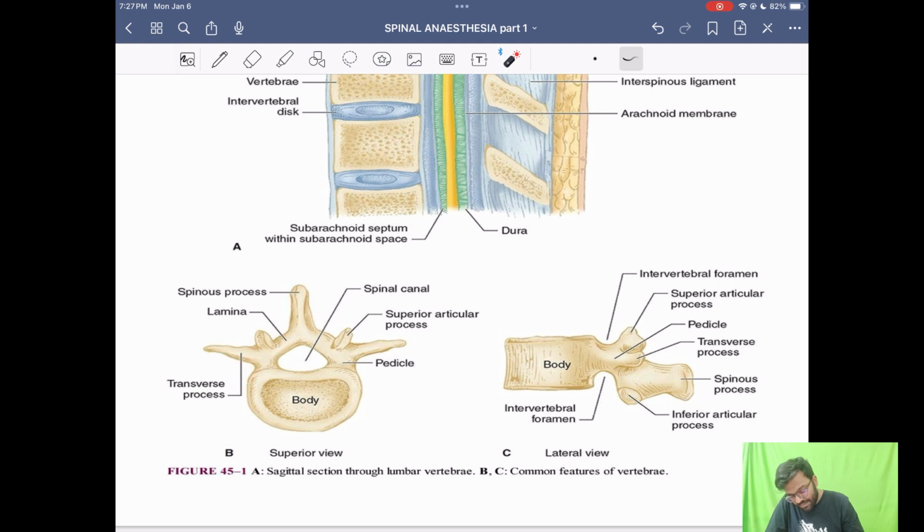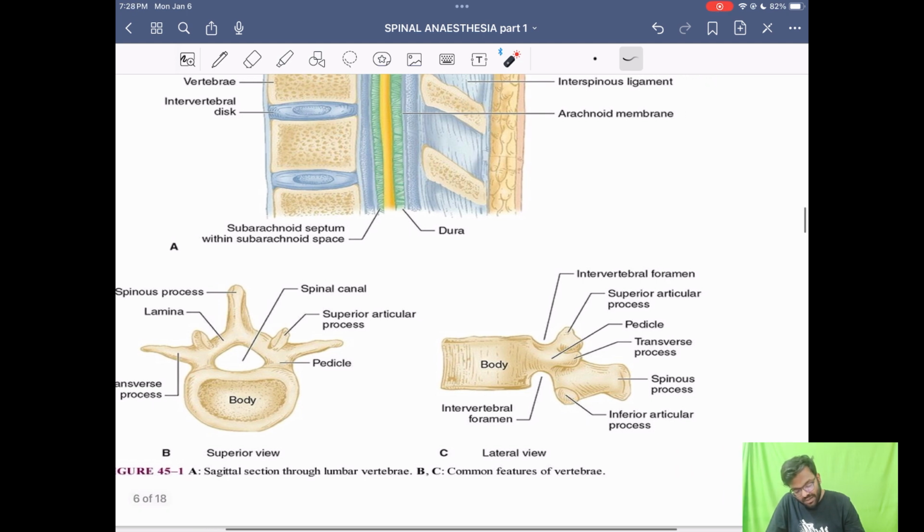Then there is the lamina. It connects the spinous and transverse process on each side. This is the pedicle. The pedicle attaches the transverse process to the body of the vertebra. In the lateral view, this is the body of the vertebra, and this is the pedicle.